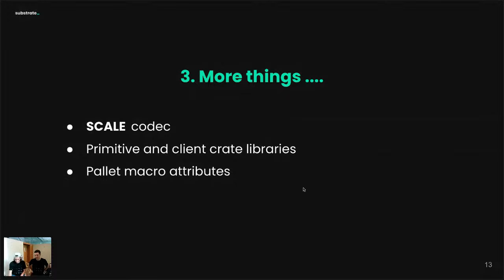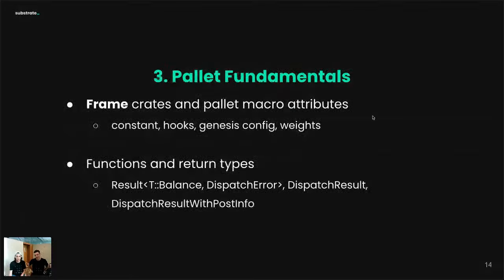Cool. Okay, so pallet fundamentals, this is what I want to look at. We're not going to look at Genesis config. We're not going to look at weights and stuff, but I do want to show you what it looks like, in the sense that we can look at code that already exists. It won't be on the branch that I shared.